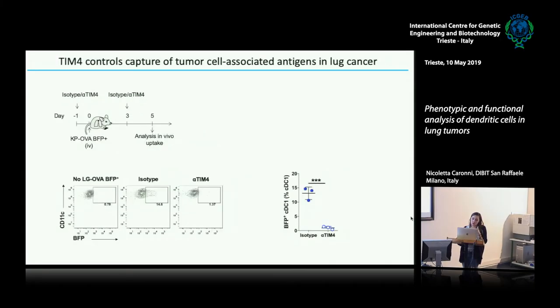So we wanted to see if TIM4 controls also the capture of a tumor-associated antigen in lung cancer, and for that reason, we use KP-BFP as before, and here we treated the animals before the injection of BFP-positive cells with the anti-TIM4. You can see that 5 days after tumor inoculation, we have 15% of BFP-positive cells, but if we block TIM4, there is less than 2% of the cells that are positive for the BFP. So blocking TIM4 at early phases of tumor development blocks the uptake of tumor cell-associated antigens by the dendritic cells.